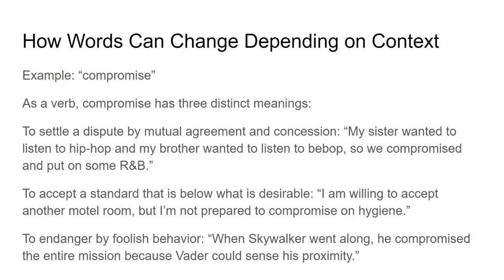Compromise is another example. As a verb, compromise has 3 distinct meanings. First, it can mean to settle a dispute by mutual agreement and concession. My sister wanted to listen to hip hop and my brother wanted to listen to bebop. So we compromised and put on some R&B. That's to settle a dispute by mutual agreement and concession.